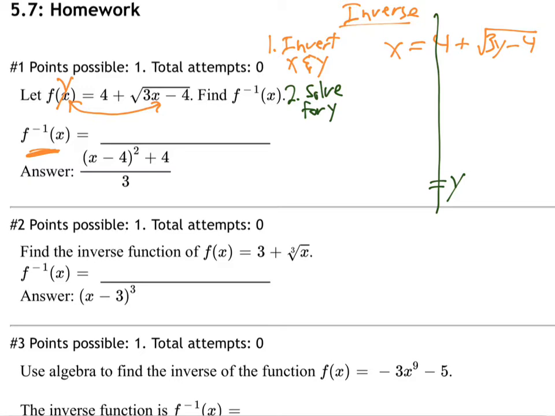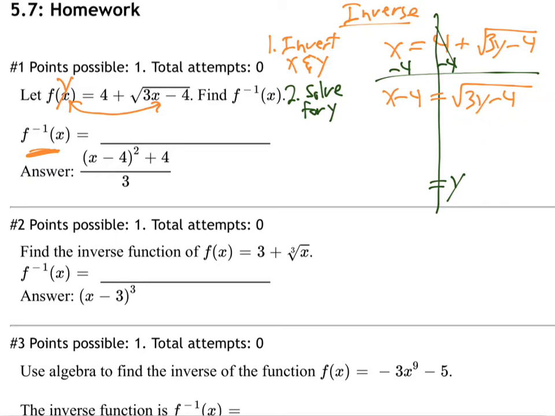So let's start by subtracting 4 from both sides. And so we get x minus 4 is the square root of 3y minus 4. Now we're trying to get that y alone. The y is saying get rid of this square root, get rid of this 3 and get rid of this minus 4 so that I can be alone, right?